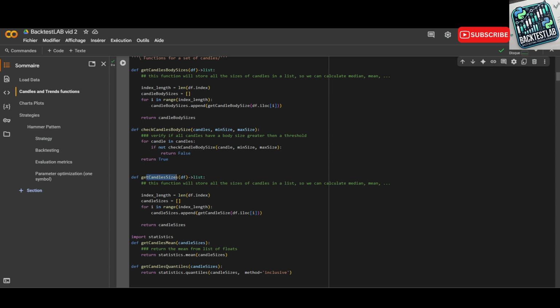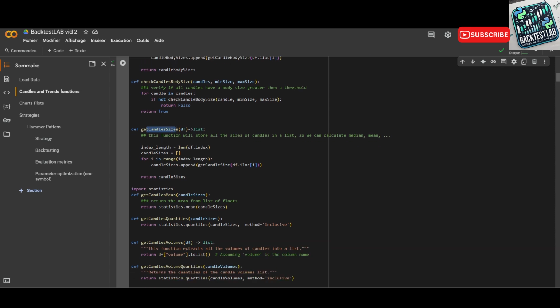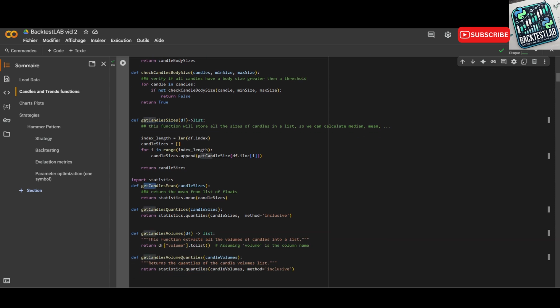And here we can also get the sizes, not the body size, and we can have some statistics here to get the average candle size. We can get the quantiles, etc. So basically, for example, we have quantile number 1, quantile number 2, which is the median, and quantile number 3.